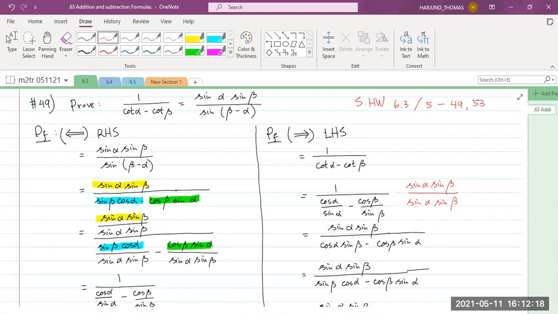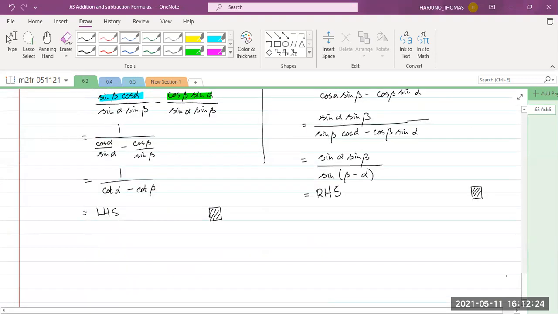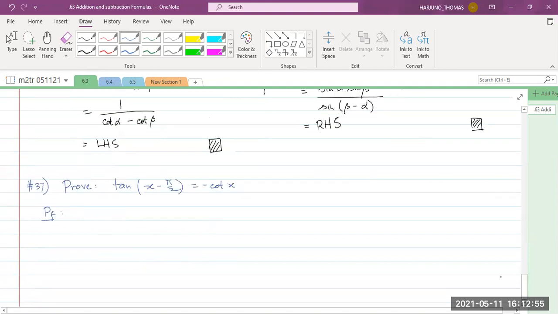Okay, some of them are actually quite a reinforcement of what we have known. For example, number 37. Number 37, we need to prove tangent of x minus pi over 2 equals negative cotangent x. Now what they wanted us to do is to go from left to right, using the formulas.